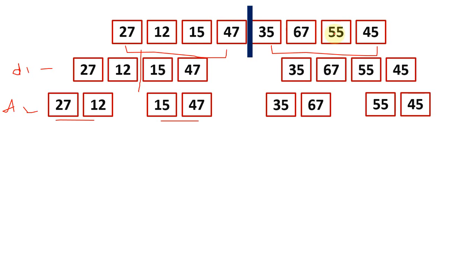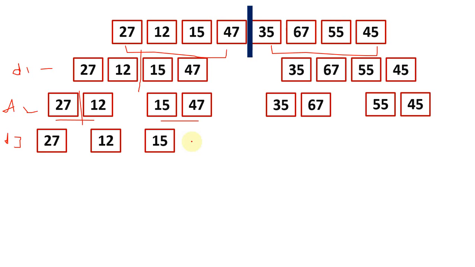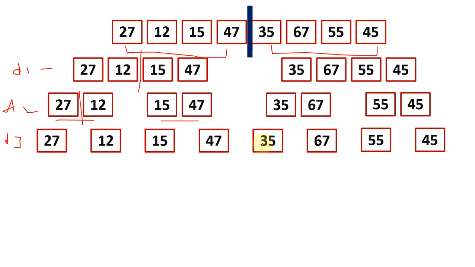So from 8 elements, 4 elements will be there. From 4, 2 elements. Okay, divided into 2 elements. And in divide 3, the third level of division, 27 and 12: where there are 2 elements in a list, again it is divided into 2. So this is list 1 and this is list 2. Now the list is reduced to a single element. This is L1, L2, L3, L4, L5, L6, L7 and L8. There will be 8 lists in this particular example.